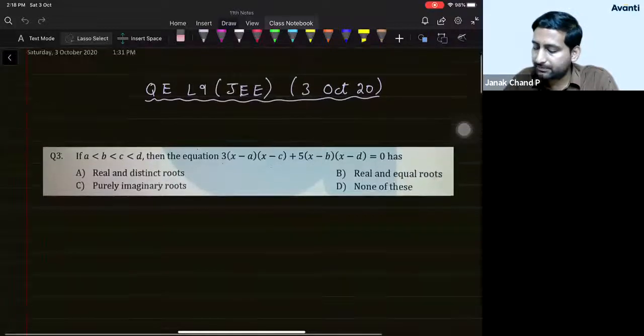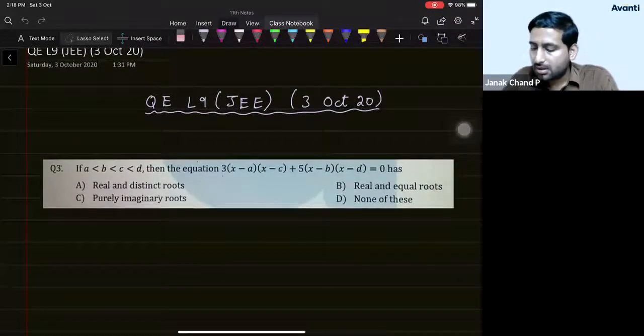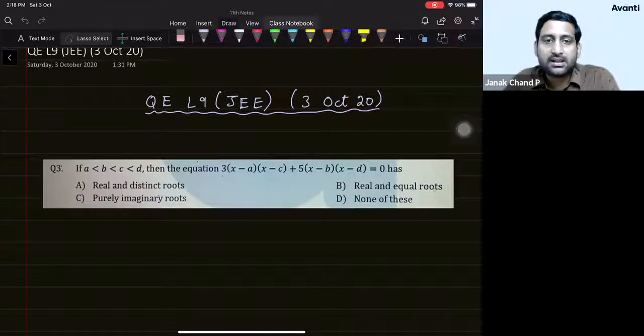Look at the question. The question says, students, A, B, C, D are four numbers written in ascending order, and they are saying that the equation has, right? So they have given some equation and they are saying that there are four numbers which are in this order. So the question is about whether the roots are real and distinct, purely imaginary, real and equal, or none. So here, students, the question is basically to identify the nature of the roots.